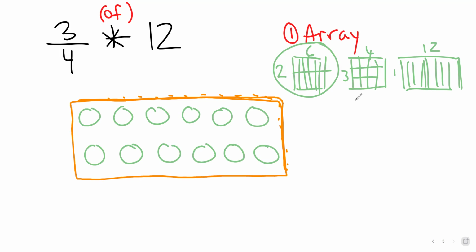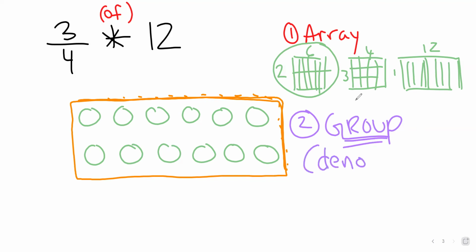So there's my array. Now we're going to go ahead and do that next step. Let's make my groups. And the groups, this is the part that I think gets difficult and confusing. This comes from my denominator. What it's saying is, this model I have of 12 items, I'm actually going to divide into 4 groups.